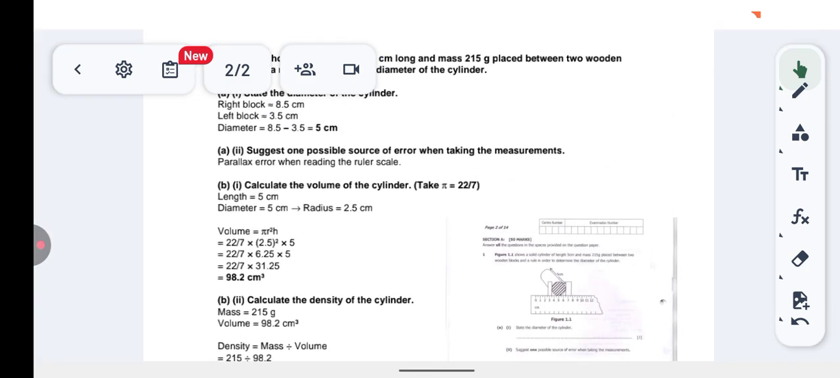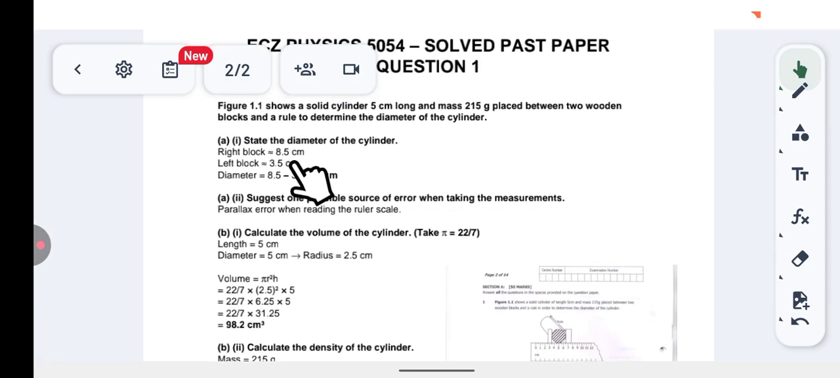In this case, there was a typing error. Instead of 6, they put 8 there. That's a mistake they made. It was supposed to be 6 there. Then just find the difference, and that's how you get the diameter of the cylinder.